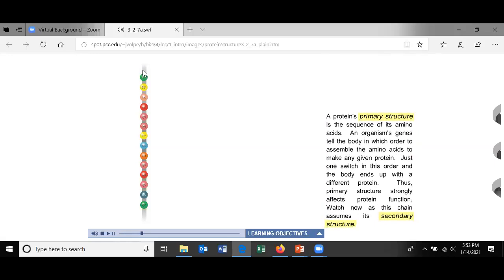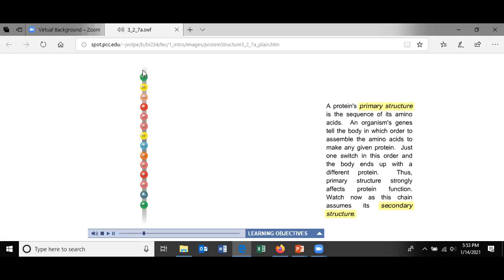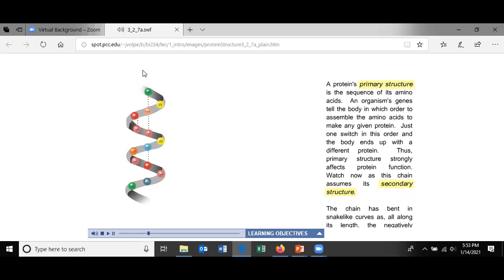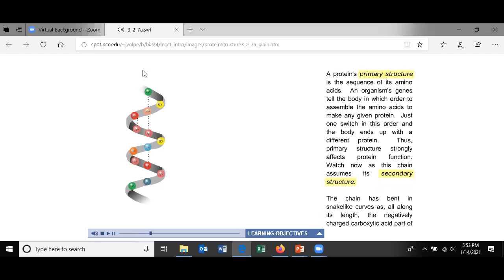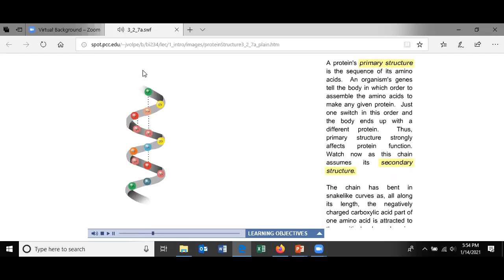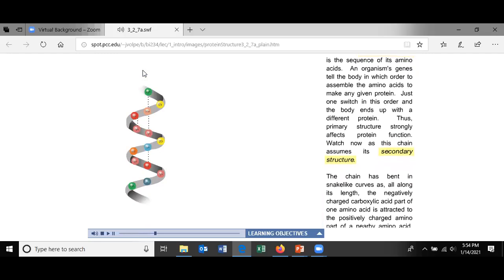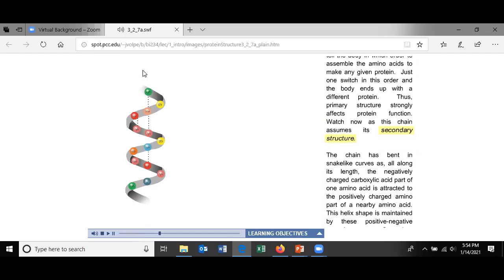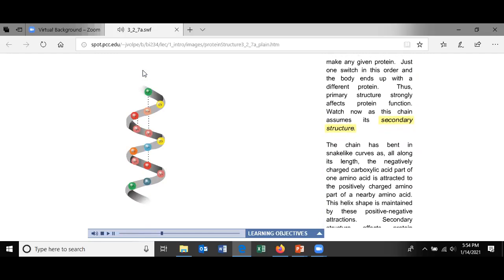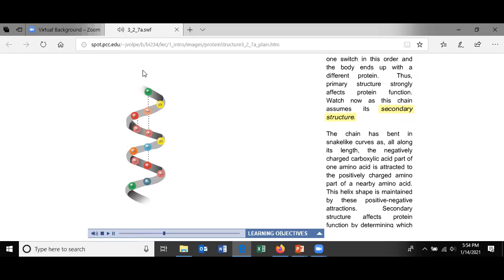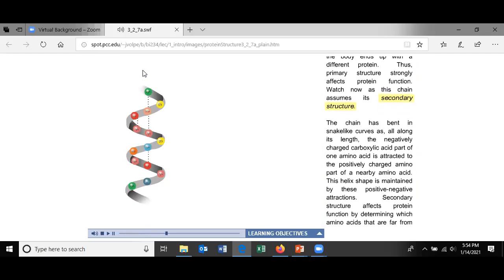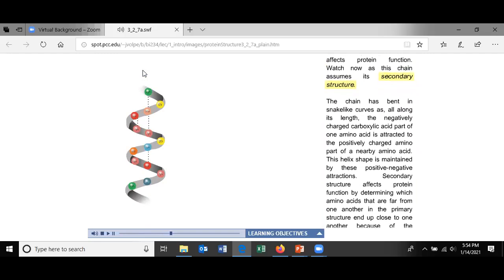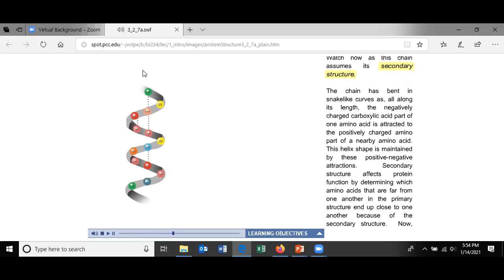Watch now as this chain assumes its secondary structure. The chain has bent and snake-like curves as, all along its length, the negatively charged carboxylic acid part of one amino acid is attracted to the positively charged amino part of a nearby amino acid. This helix shape is maintained by these positive-negative attractions. Secondary structure affects protein function by determining which amino acids that are far from one another in the primary structure end up close to one another because of the secondary structure.